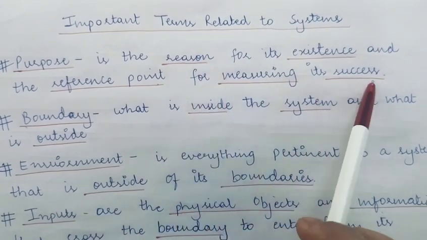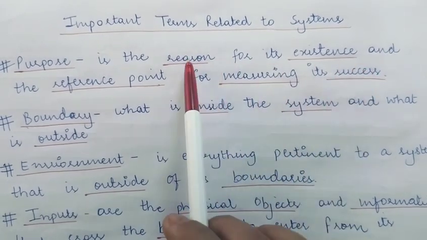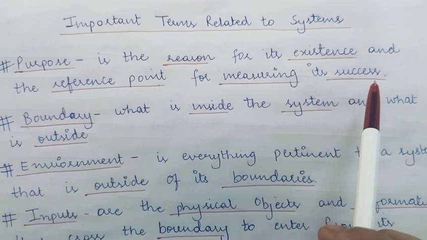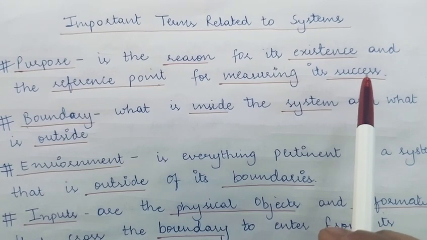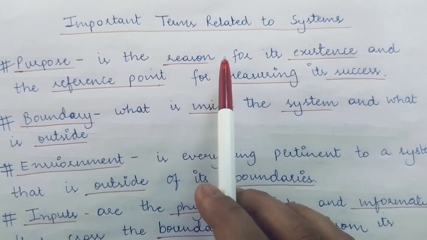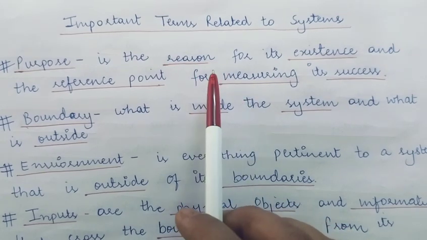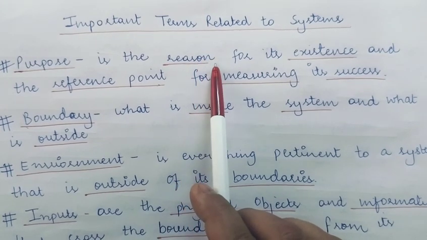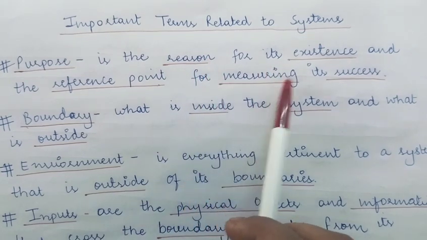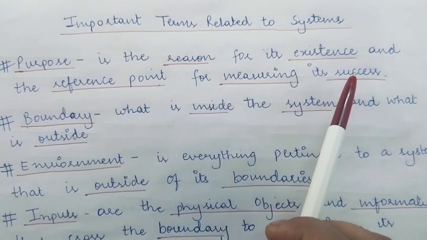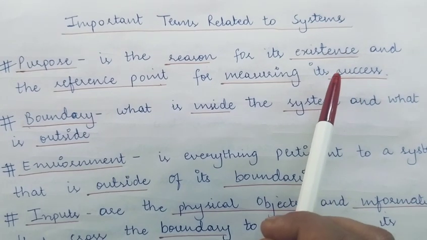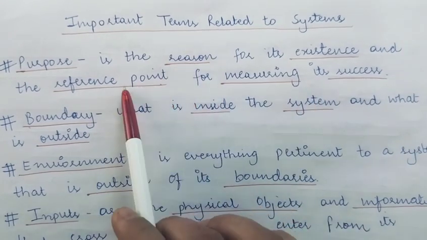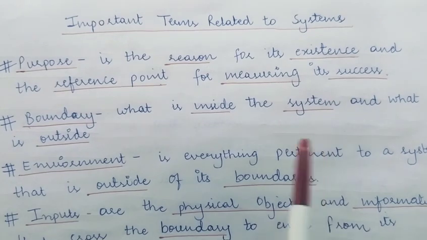If this reason is justified by the goal, then you are successful. But if the reason was some other and the goal is some other, then obviously you are not successful, because you have achieved something which has no meaning. You have achieved a goal which that system does not intend to achieve. So that means if the very reason why this system came into existence is justified with your goal, or with your end result of the system, with the objective that you have achieved, then you can say that the system is successful. So that is why this is the reference point for measuring the success of the system.